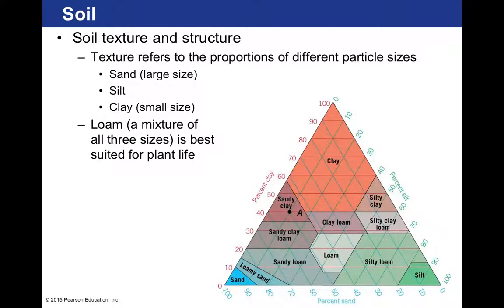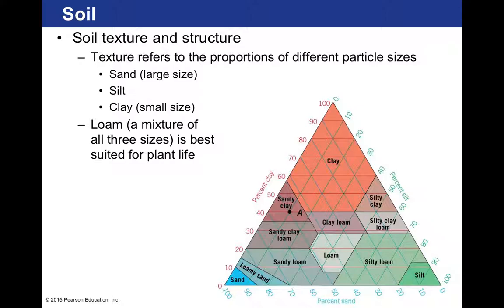So, soil texture and structure. The texture just refers to the proportions of different sized particles that are in the soil. You could have sand, which would be a large size, so you can actually feel the different sized particles if you were to pick it up in your hand. Then it decreases in size to silt, and finally clay is the smallest size. Loam would be a mixture of all three sizes of soil, and this is the one that's best suited for plant life.